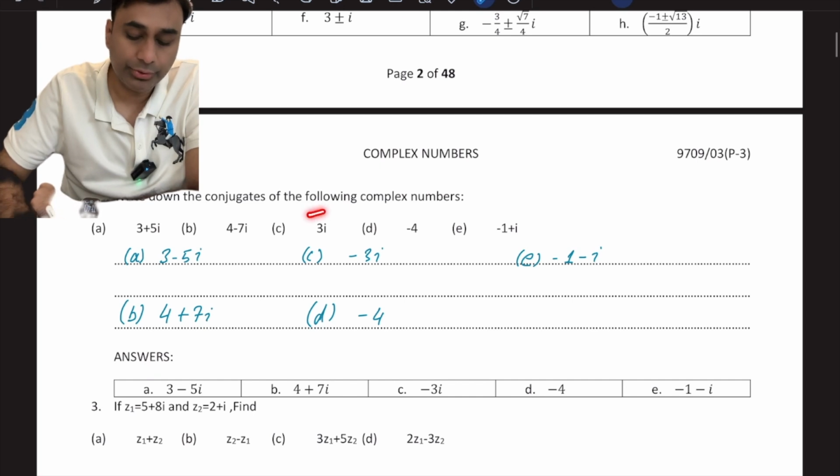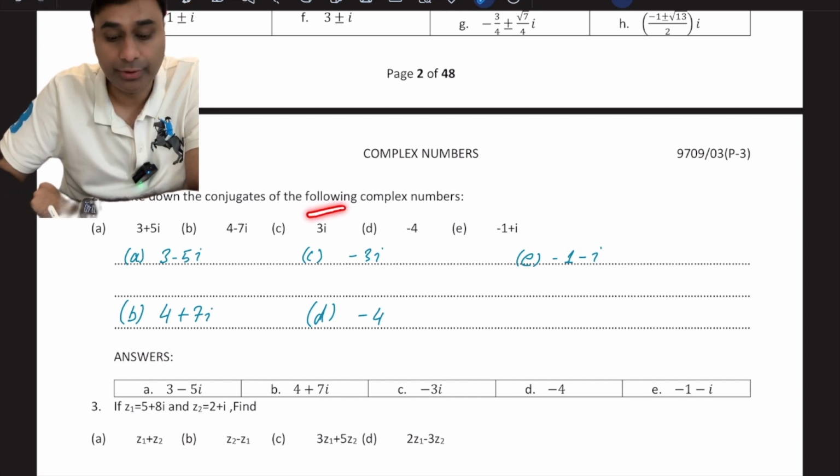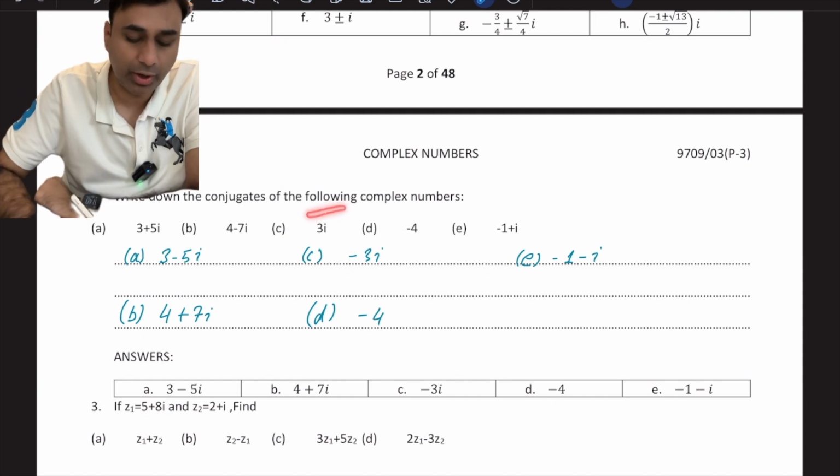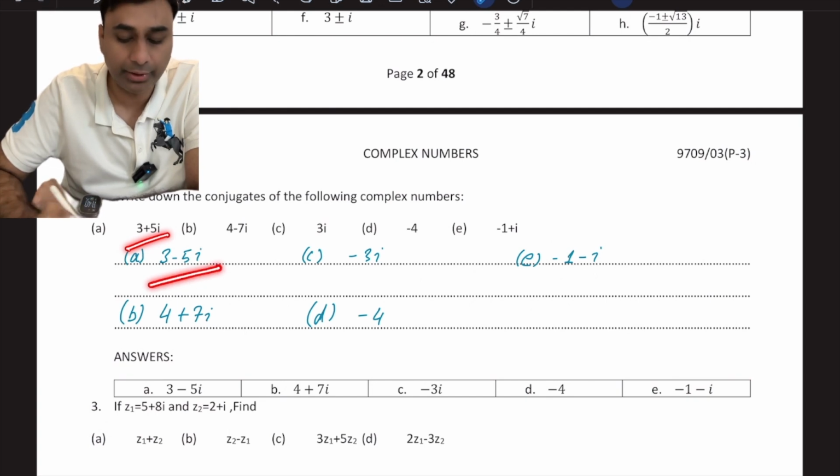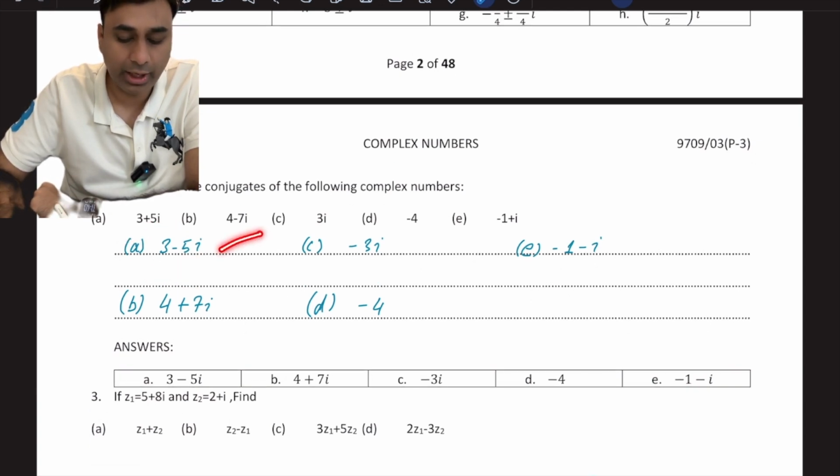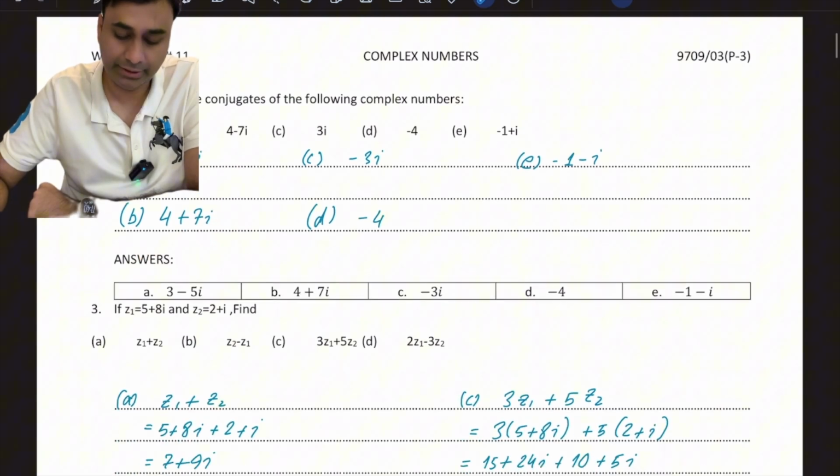Now, sometimes you might get a situation where you have to write down the conjugate pairs of the given complex number. So if you have a 3 plus 5 iota, its conjugate pair is going to be 3 minus 5 iota. Or if it's 4 minus 7 iota, its conjugate pair is going to be 4 plus 7 iota.